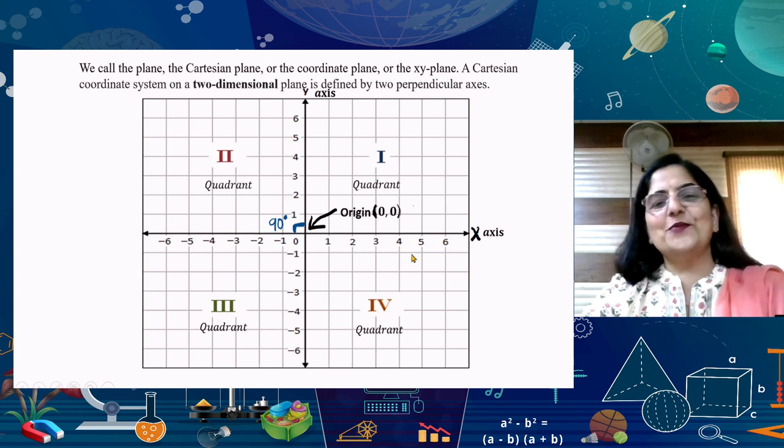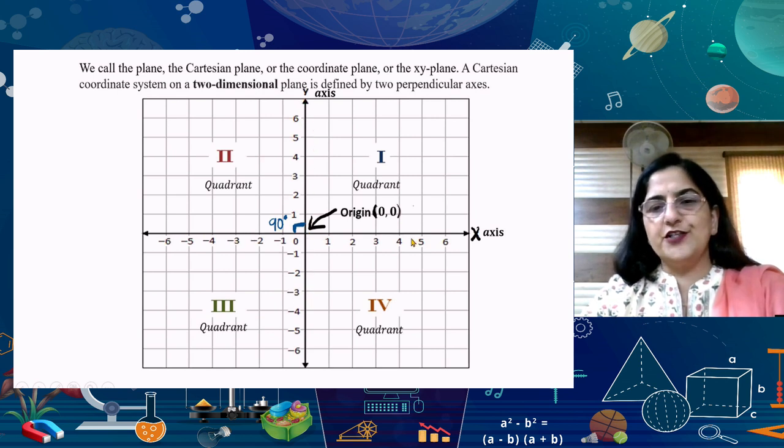So in the Cartesian plane, as you can see, we have a horizontal number line and a vertical number line. It is a convention that the horizontal number line of real numbers we call the x-axis, and the vertical number line we call the y-axis. They are kept perpendicular to each other. The zero of the x-axis and the zero of the y-axis meet at a point, and this is called the origin of the entire Cartesian plane.